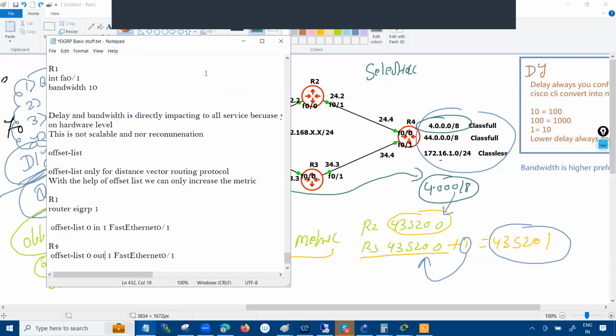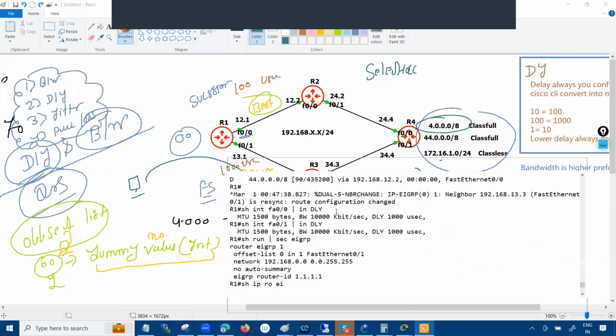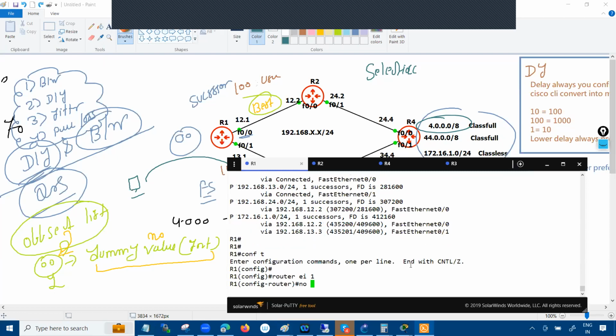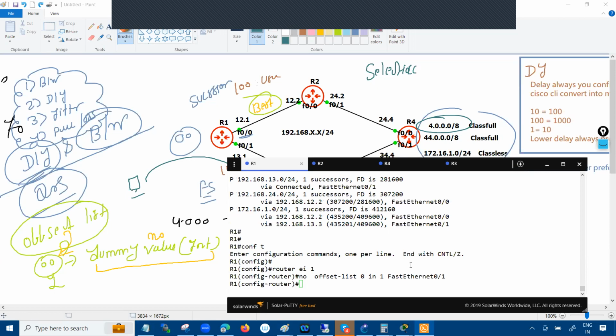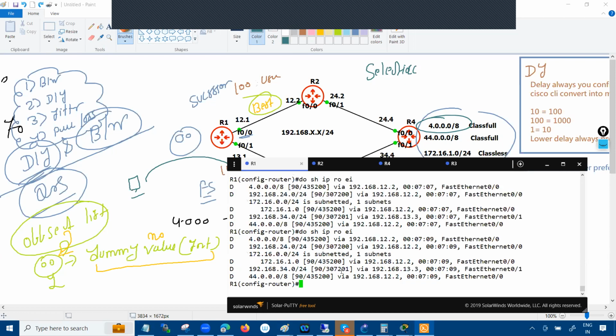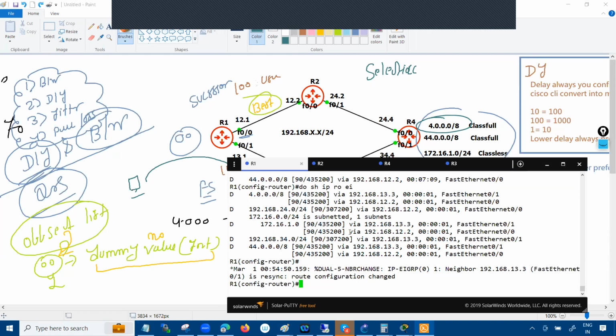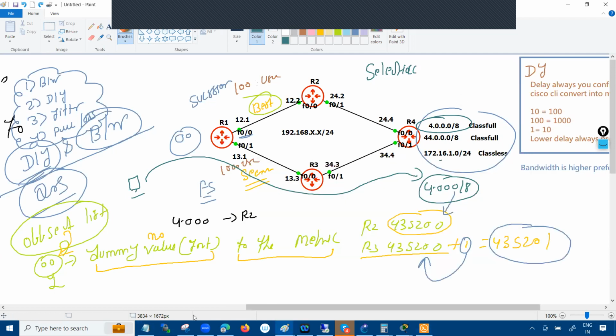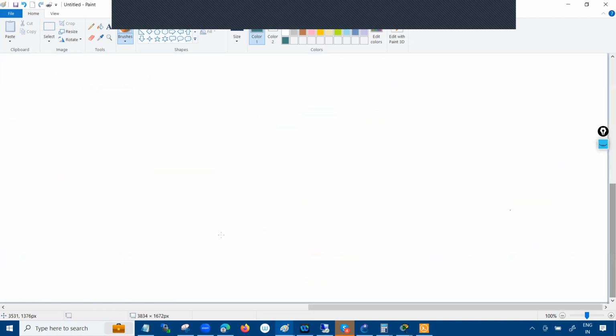Let me remove the offset list right now. Router EIGRP, no. I remove everything, so everything is normal right now. So do show ip route eigrp. I'm doing the equal cost load balancing. Wait a minute, take some time to refresh it. Yeah, I'm doing the equal cost right now. Okay, now what I want, it was messy again.